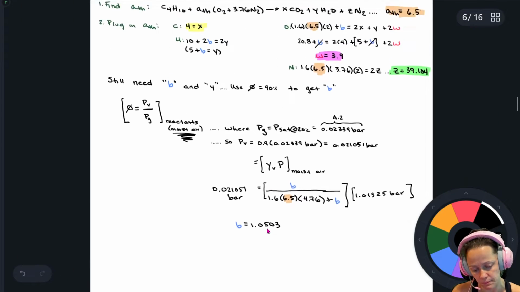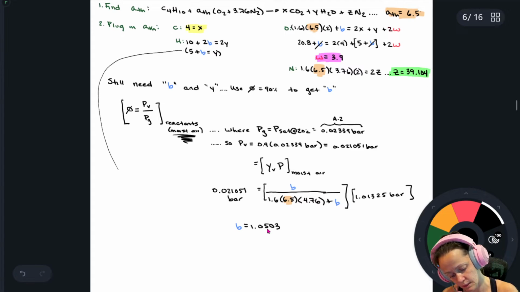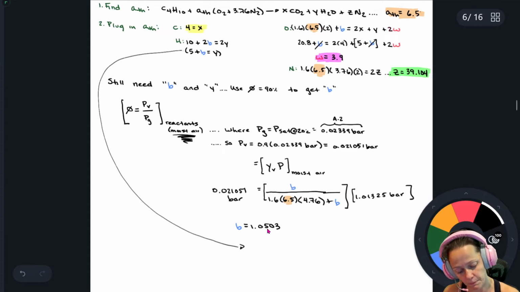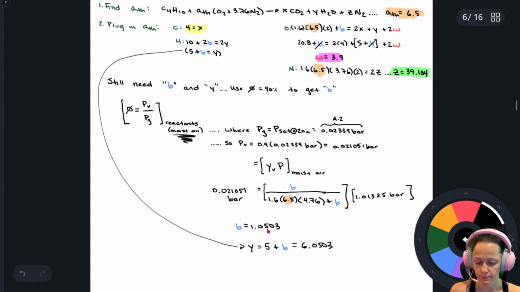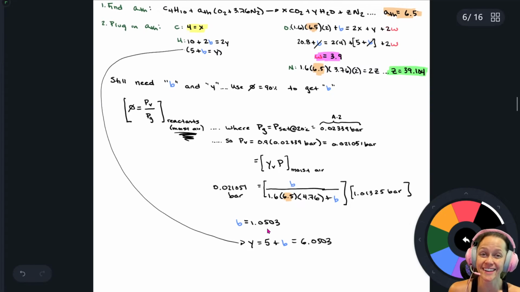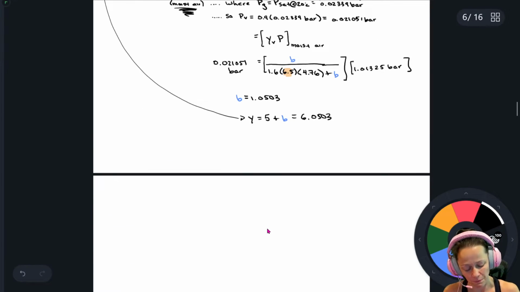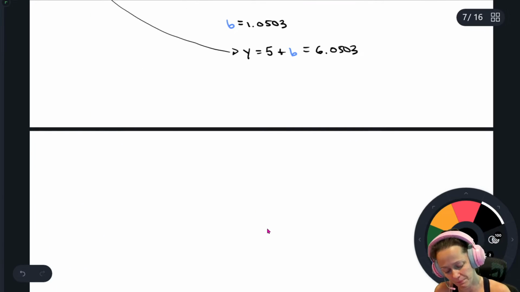And remember that my y is equal to 5 plus b. So it's going to be 6.0503. All right, perfect. And now what was I looking for? Because I almost forgot. I'm supposed to find a dew point temperature here. So let's kind of recap.